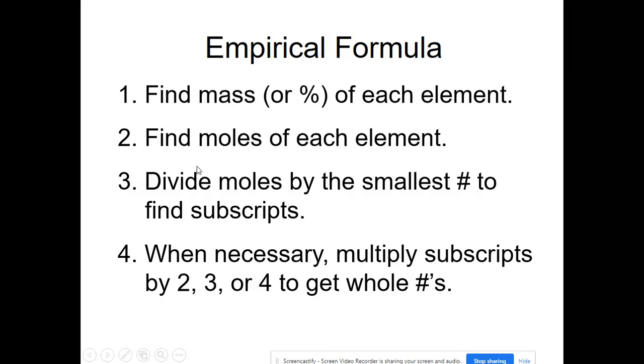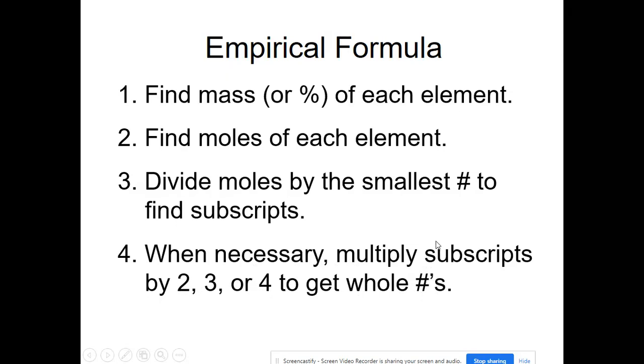The next step is you're going to figure out which one has the smallest number of moles, and you're going to divide the moles of each element by that smallest number to find the subscripts. And then when necessary, if you do not have whole numbers, you're going to multiply the subscripts by 2, 3, or 4. It's usually going to be 2 to get whole numbers.